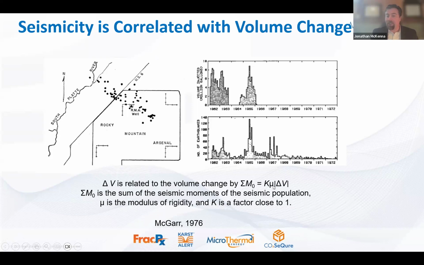shear modulus or average rock property in the location, multiplied by this K value, which is some factor close to 1 that represents some scalar, or should represent kind of the detection threshold, if you will, or the percentage of the events that are actually measured through using that array.